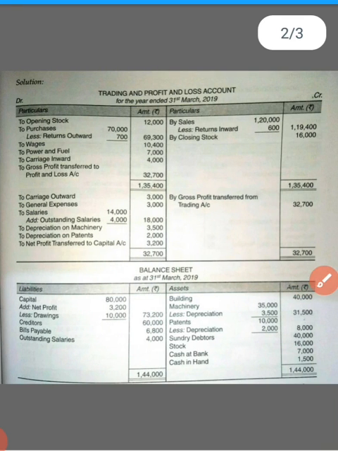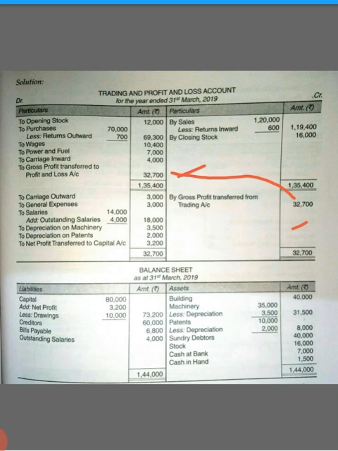You will record all the items, then you will calculate your gross profit by calculating the balance from the trading account, that is gross profit 32,700. This gross profit will be transferred to the profit and loss account on the credit side with the name by gross profit brought down 32,700. Then we will calculate our net profit by deducting all the expenses from this gross profit, that is 3,200. Then this 3,200 will be added to the capital. In capital we will add net profit and less drawings, then we will get our actual capital, and at last the total of the balance sheet will tally. Clear? Thank you.